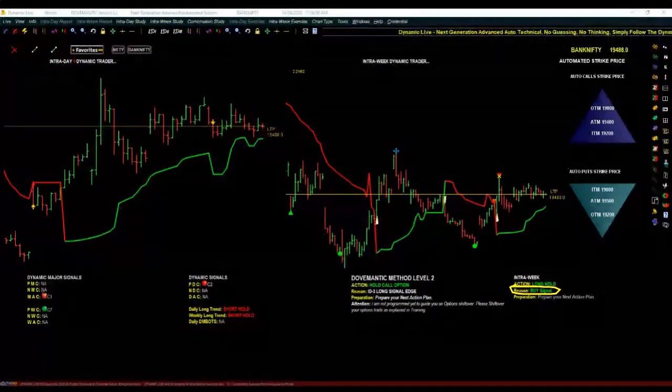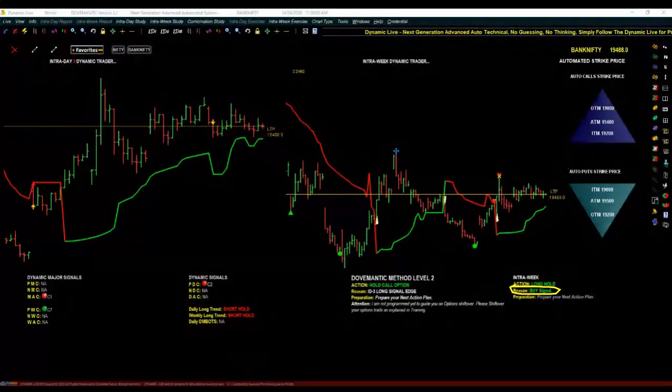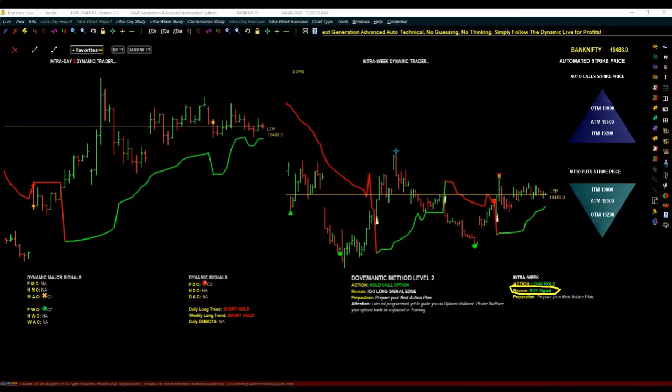But the other thing that you can do is you can stop trading in this particular stock, go trade some other stock which is not in sideways, isn't it? So these are all the things here.